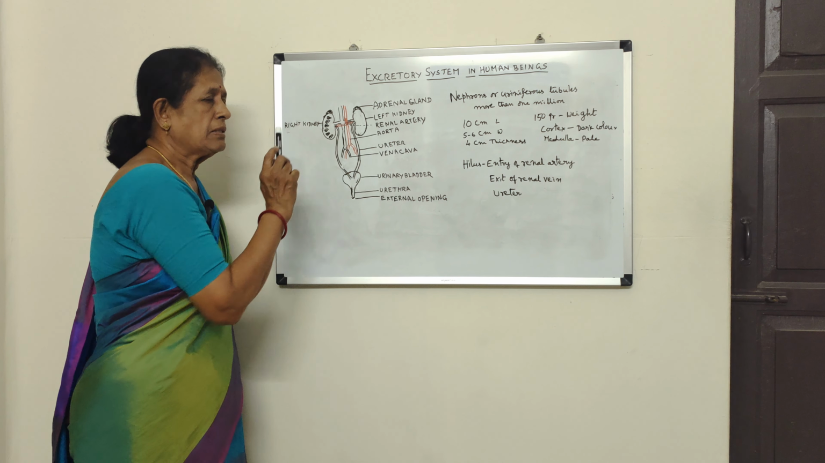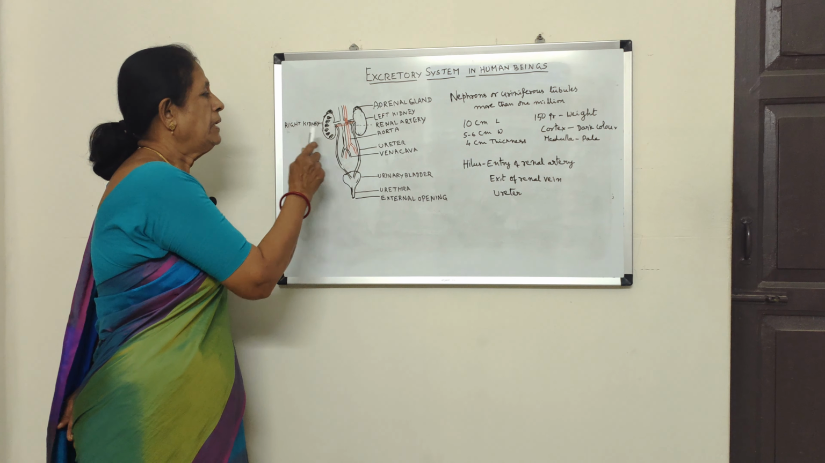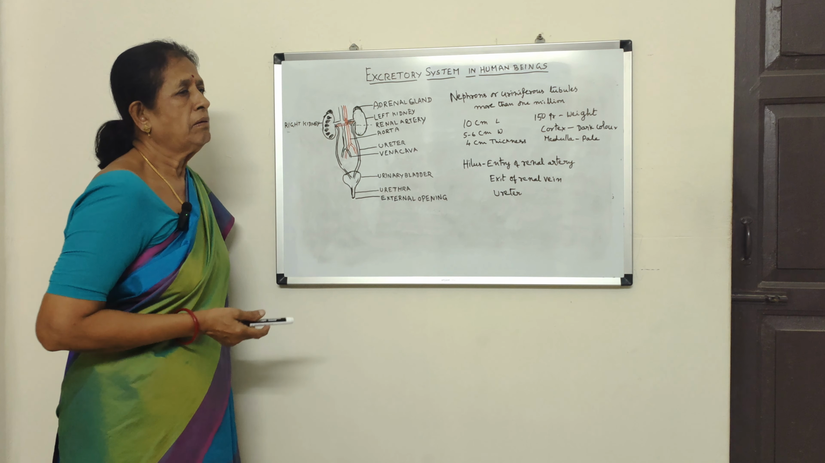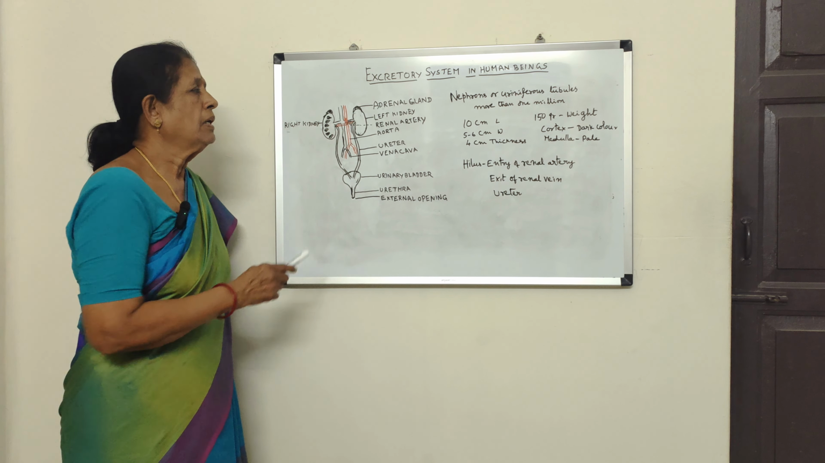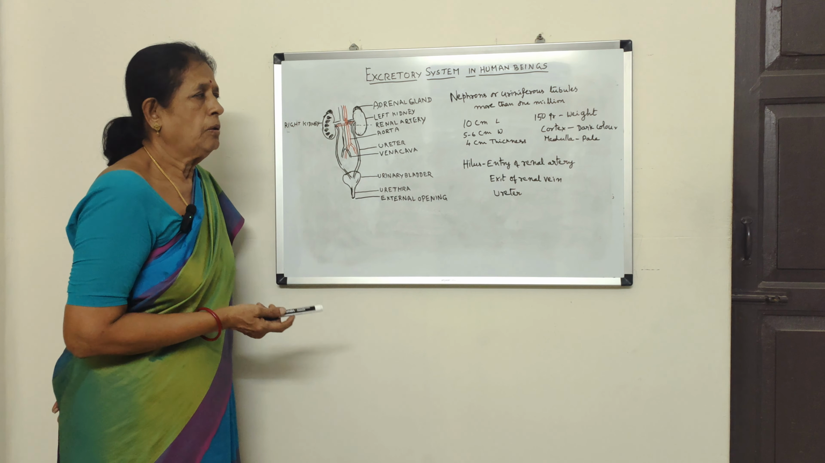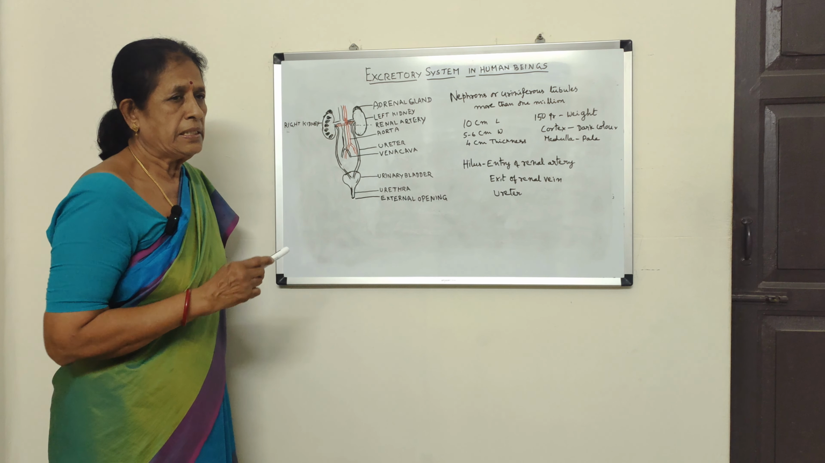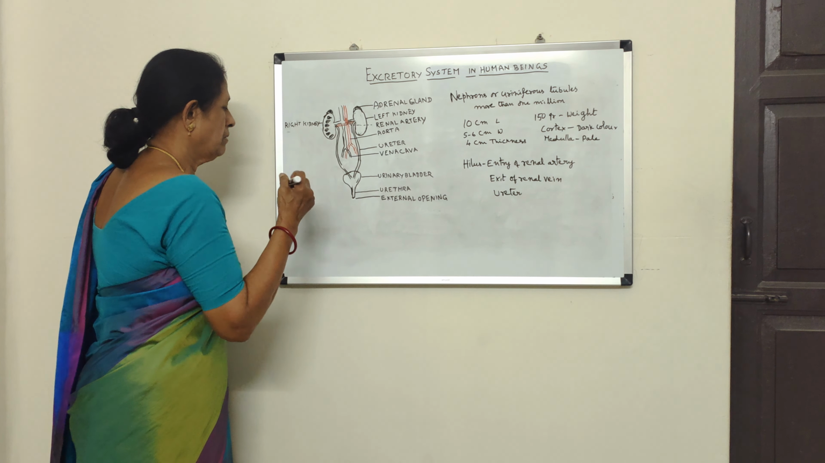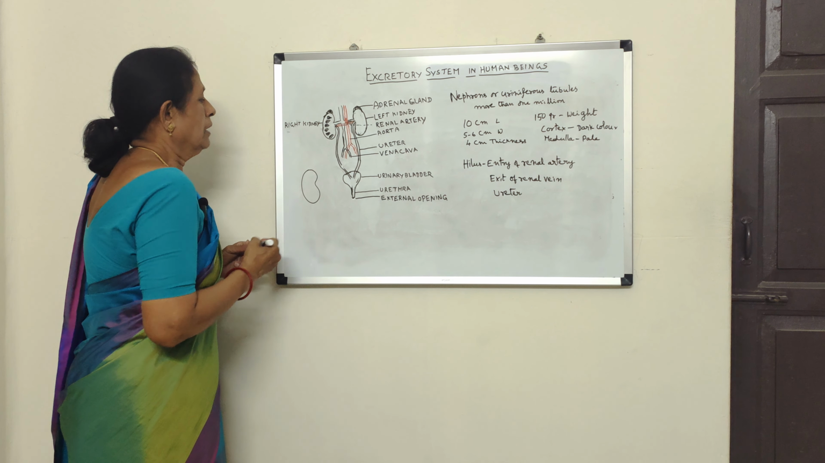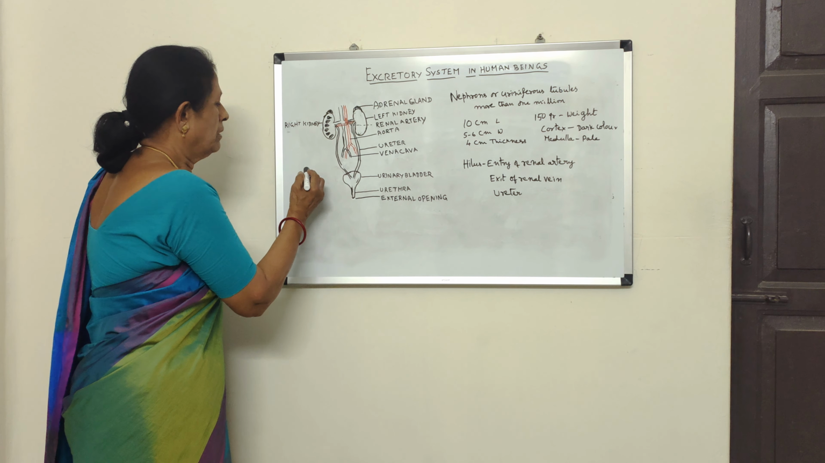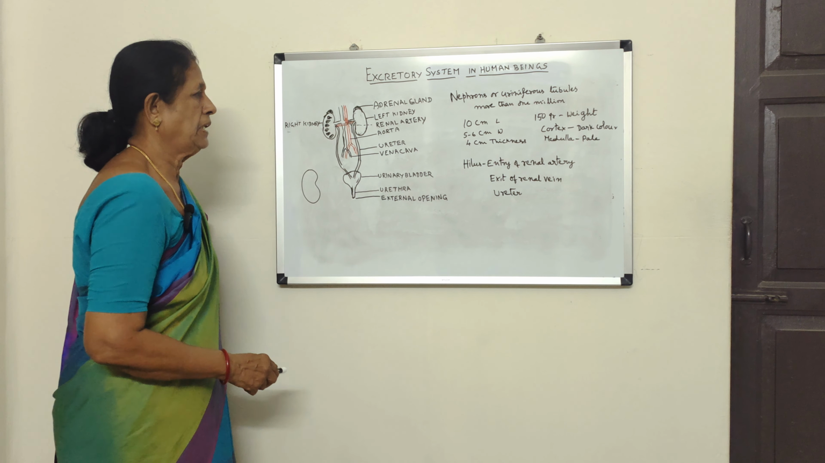Both kidneys are present in the abdominal cavity, but the right kidney is a little bit lower than the left kidney. Why? On the right side, the liver is present. To accommodate the liver, the right kidney is a little bit lower. And these kidneys are bean seed shaped. How do you imagine a bean seed? You might have seen the bean seed shape. The outer side is convex and the inner side is concave.